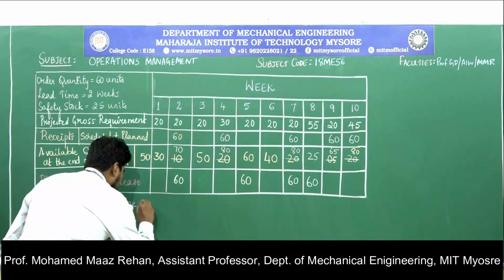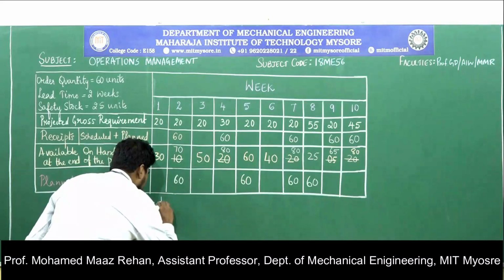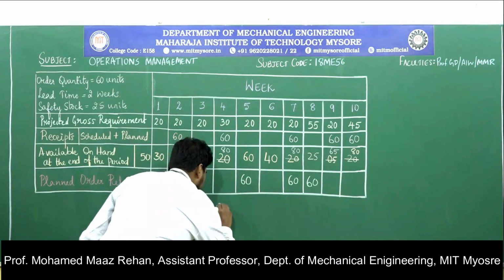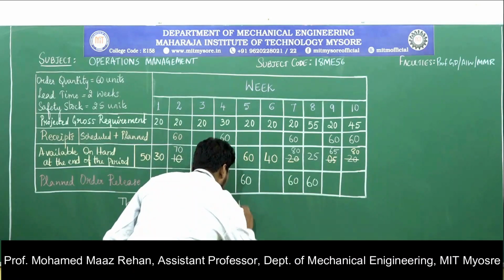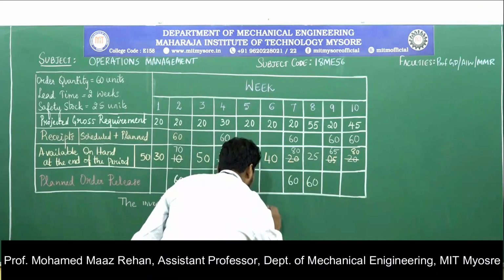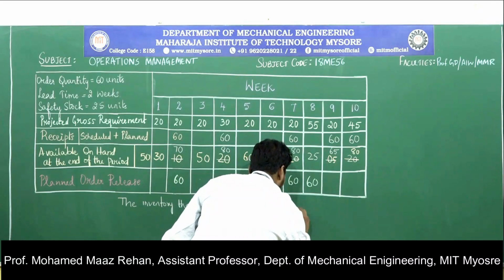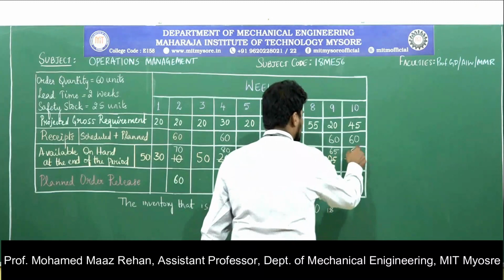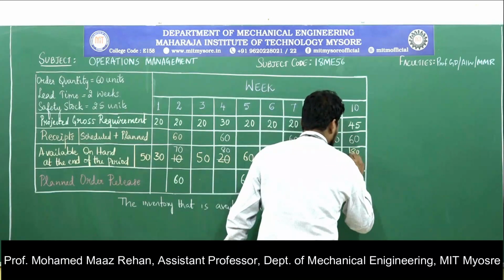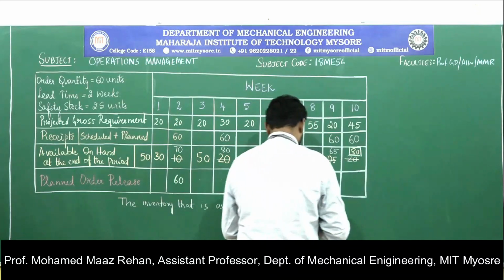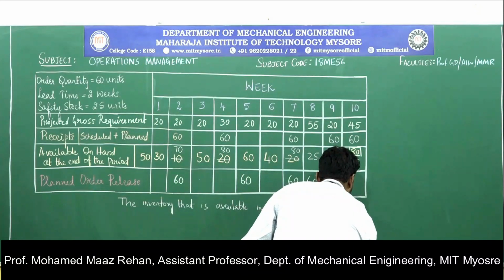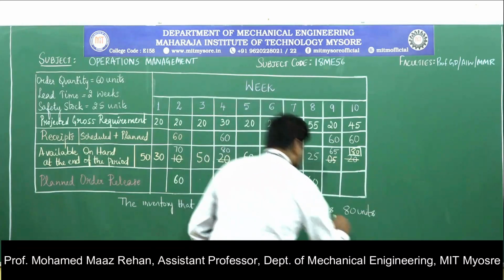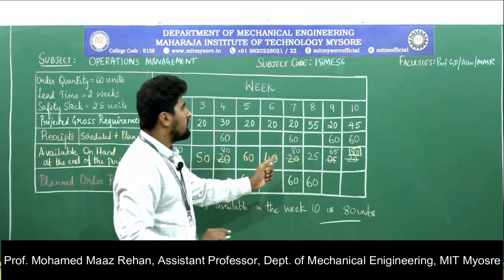You have to write the inventory that is available in the week 10. How many units do you have? You got it as 80 units. This is the solution to the problem. I hope the problem is clear to you.